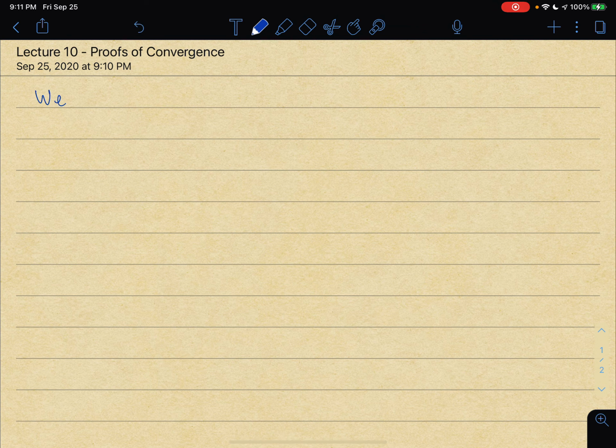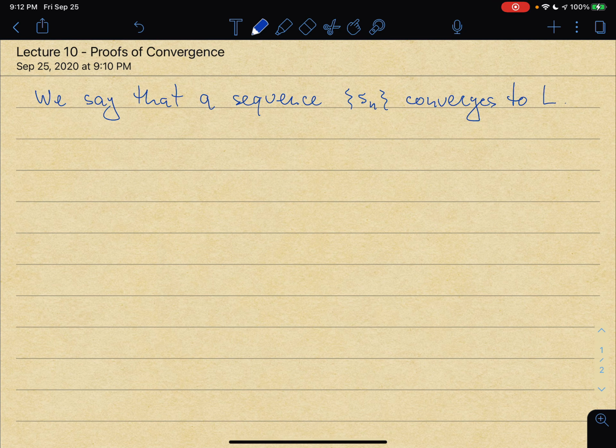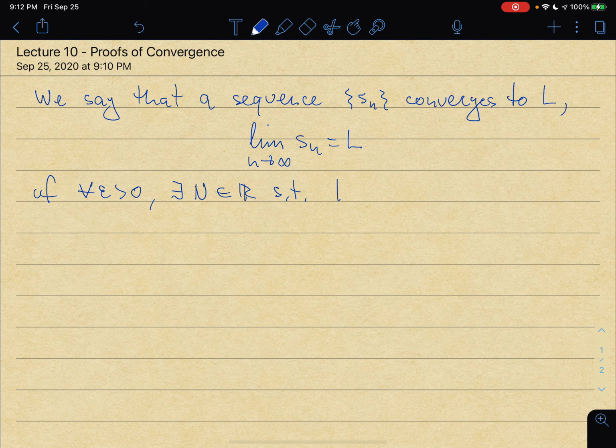So we say that a sequence Sn converges to L, that is, the limit as n goes to infinity of Sn is equal to L, if for every epsilon greater than 0 there exists a capital N, a real number, such that the absolute value of Sn minus L is less than epsilon if n is greater than capital N.